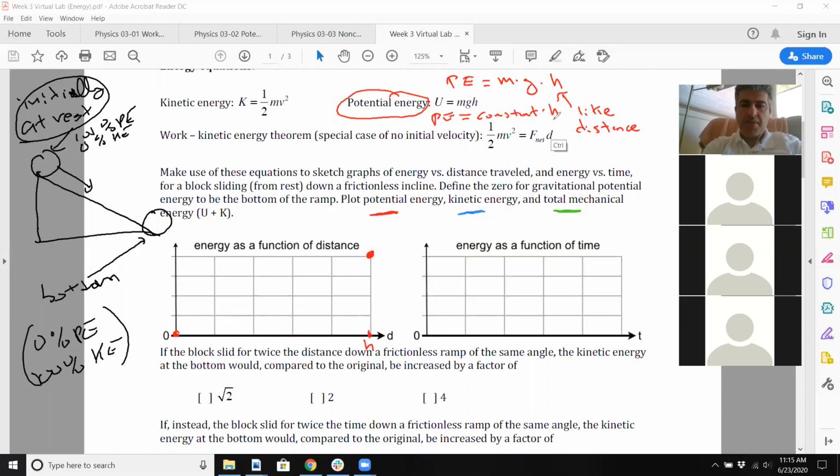Or constant times distance. Because M and G don't change, your acceleration due to gravity is a constant. And it's not like the mass is being added on. It's not like you're adding mass, so it's going down. So yeah, you could draw a straight line actually.